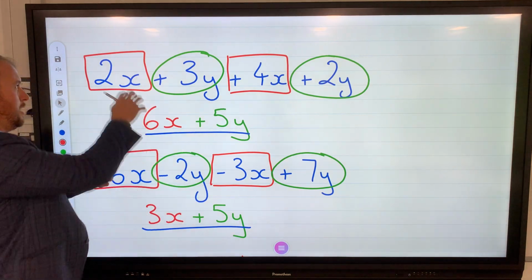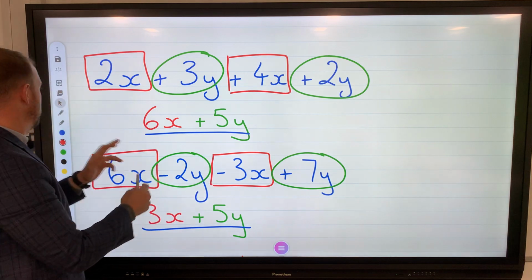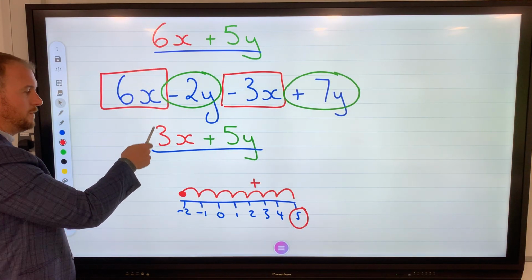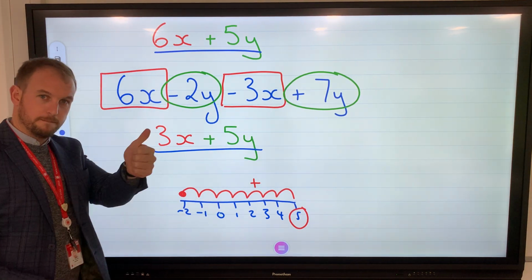Remember the baskets. 2x plus 4x, and then 3y plus 2y. Put them together. Here, be careful with the negatives. Think number line. And it'll work every single time for you. Good luck. Have a go.